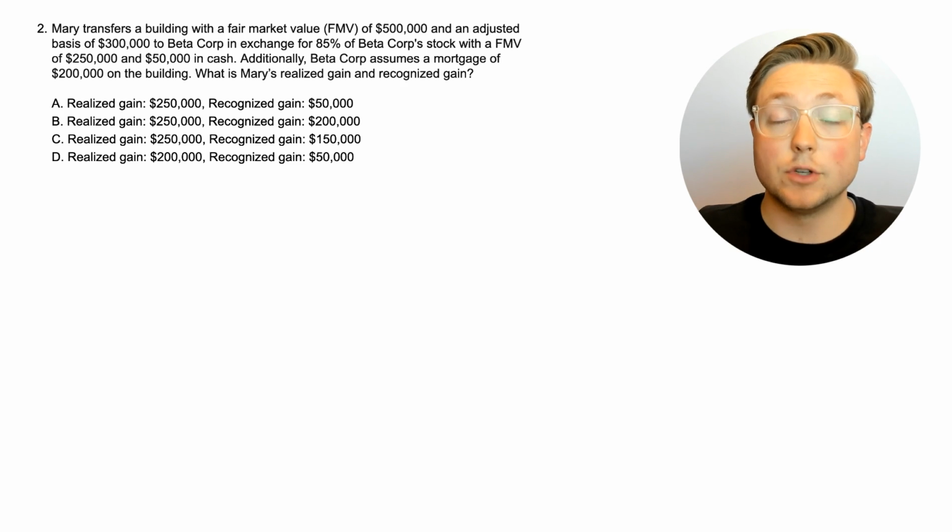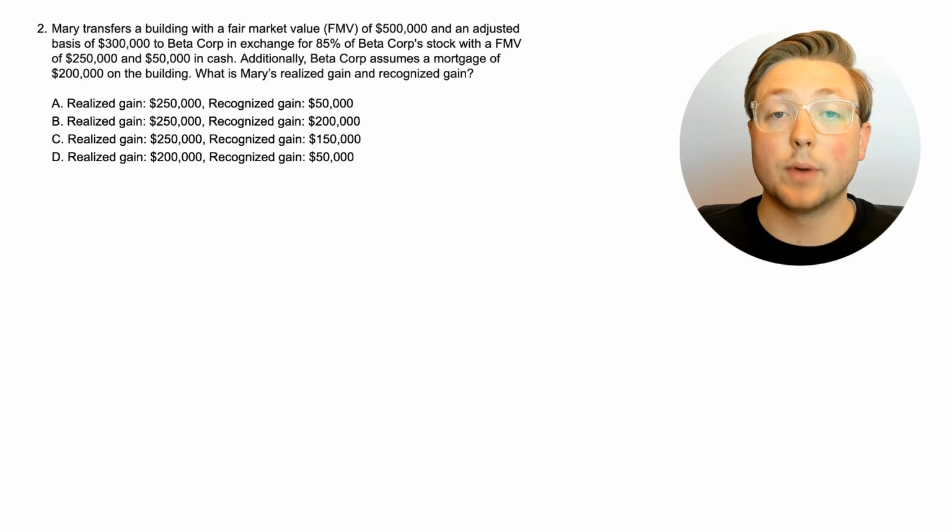Okay, so we learned how to do the realized gain in the previous question, which again is just the fair market value plus cash plus any liability assumed less the adjusted basis. So you should remember that from the previous question. But we didn't really deal with boot or anything like that in the previous question, whereas now there is something that would cause boot, so therefore there would be a recognized gain.